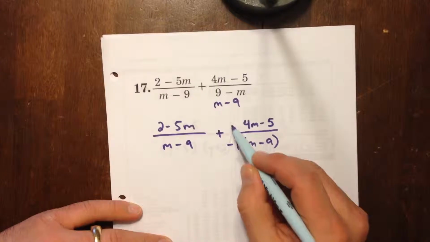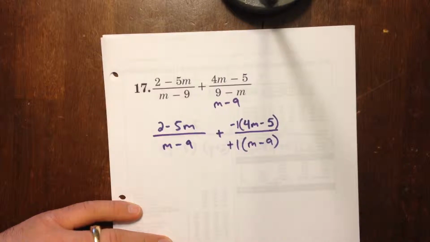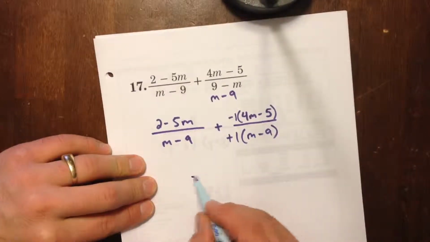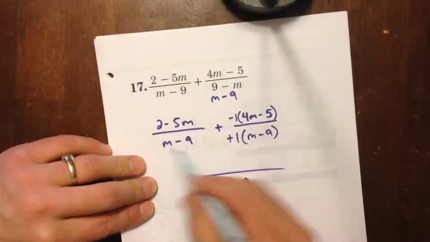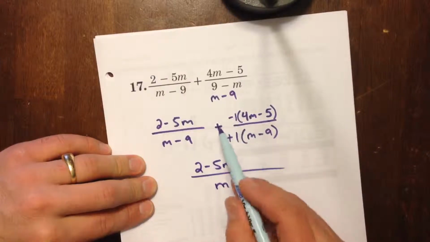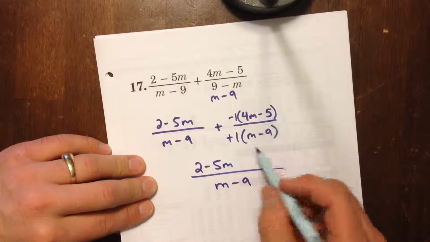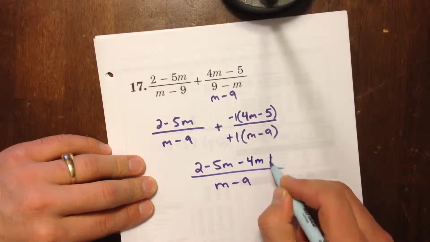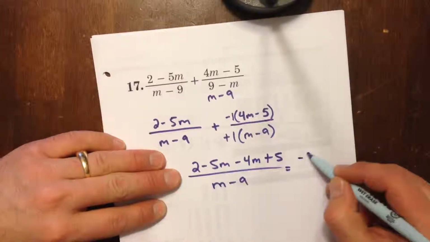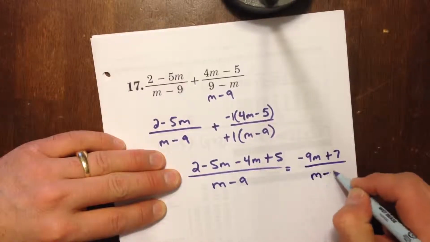So hopefully this doesn't make you too confused. I'm going to put that -1 up there and I'm going to make that positive. So I moved it up top, and here we go. So on the bottom we have m minus 9. Top is 2 minus 5m. Now I'm subtracting, or I'm adding. I have to multiply this -1 to this whole quantity. That's why parentheses are so important here. So you have -4m plus 5. And you put stuff together, it looks like you have -9m plus 7 over m minus 9.